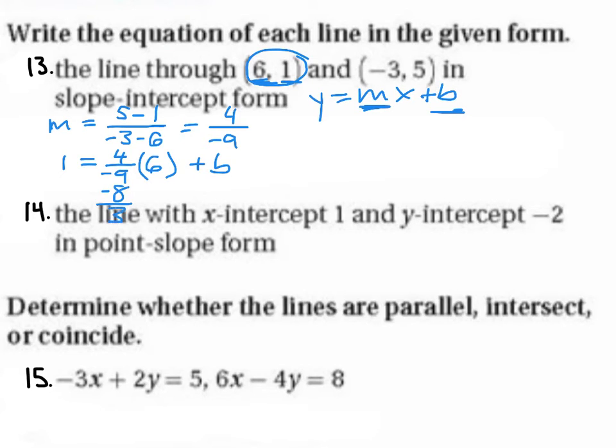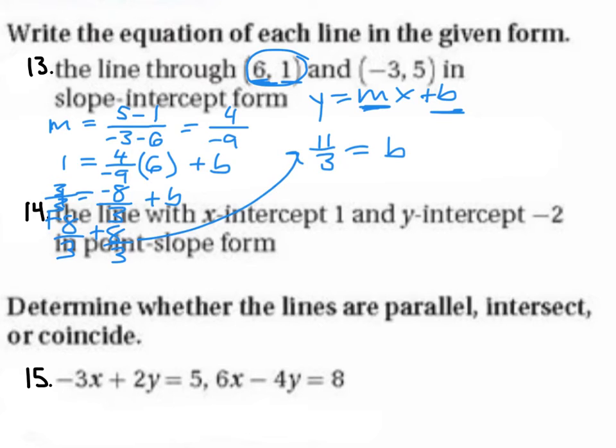So we need to add 8 over 3 to both sides. So what is 1 plus 8 over 3? 11 over 3, because you have to get the common denominator. We need to change the 1 to 3 over 3, and then 3 plus 8 is 11. So we get 11 over 3 is equal to b.